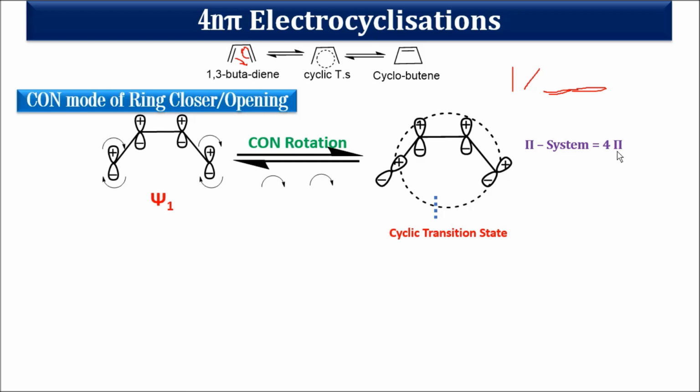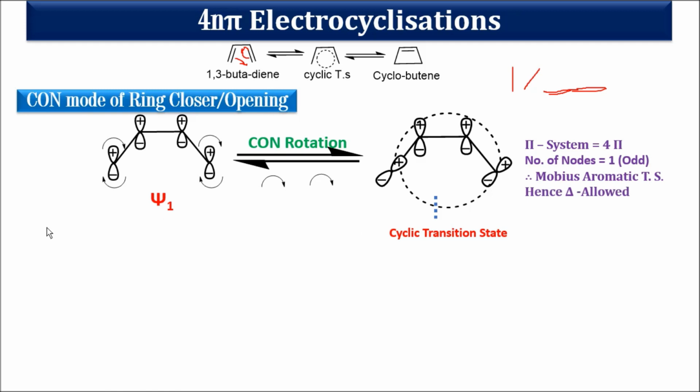So here the number of nodes is 1, that is odd. When the number of nodes is odd, that system is called a Mobius system. In a Mobius system, 4n pi belongs to aromatic, Mobius aromatic. When the word aromatic is there, that is thermally allowed.